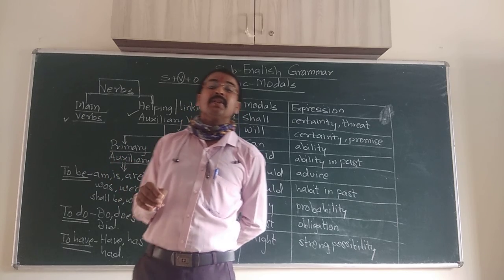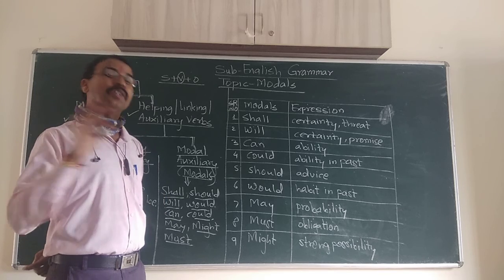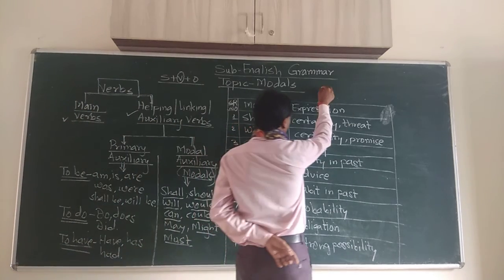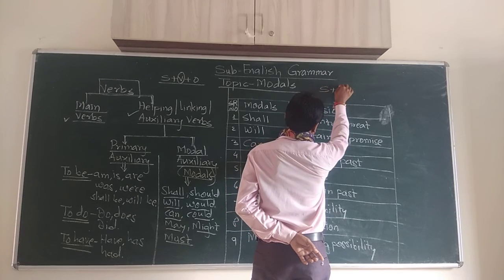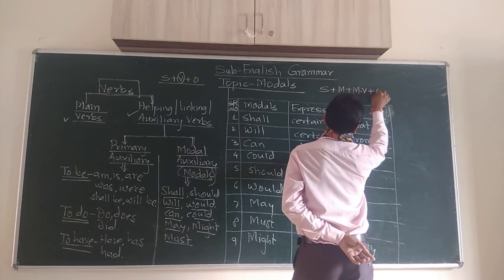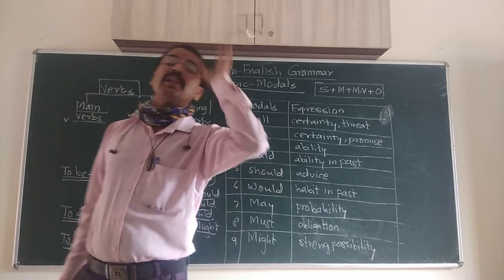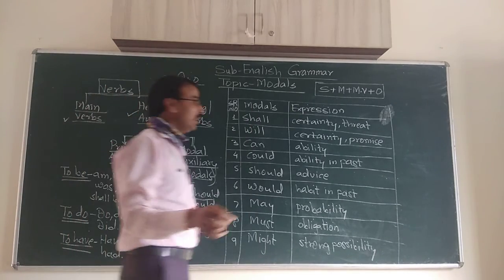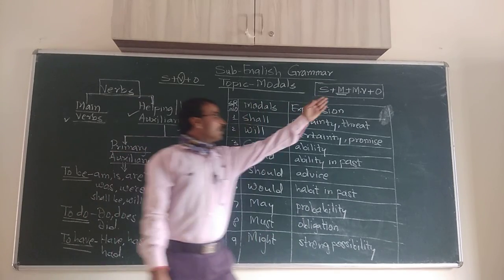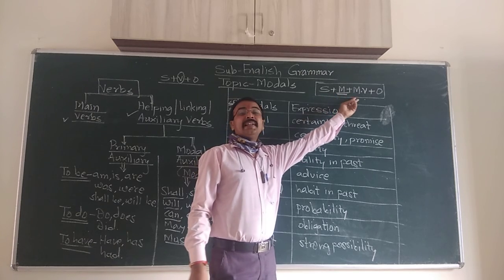Now, what is the role of a modal in a sentence? These modals are conditional modals. They show the meaning. Now see here: S plus modal plus main verb plus object. This is the construction of a sentence which contains a modal. So the place of the modal is after the subject, before the main verb, in between subject and main verb.